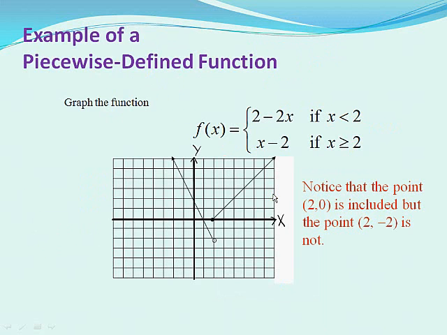Here is another example of a piecewise defined function. F of x equal to 2 minus 2x if x is less than 2 and is equal to x minus 2 if x is greater than or equal to 2. And notice that the point 2, 0 is included. This is 2, 0. And the point 2, negative 2 is not included.